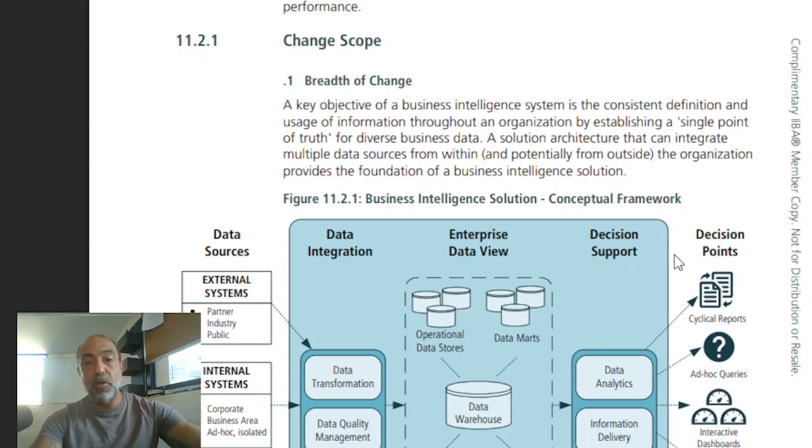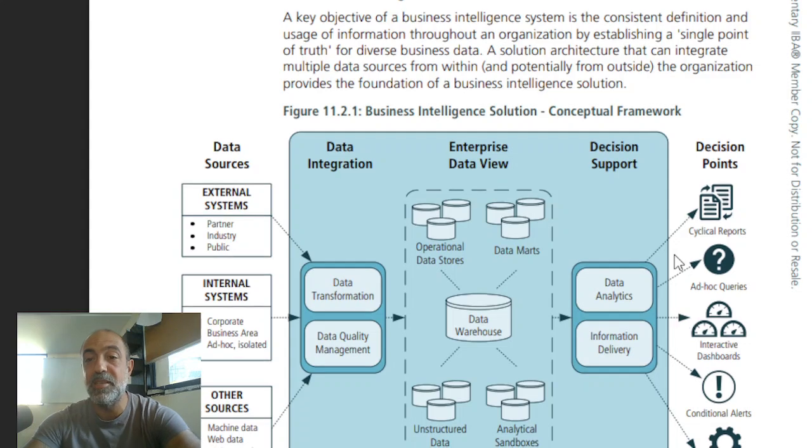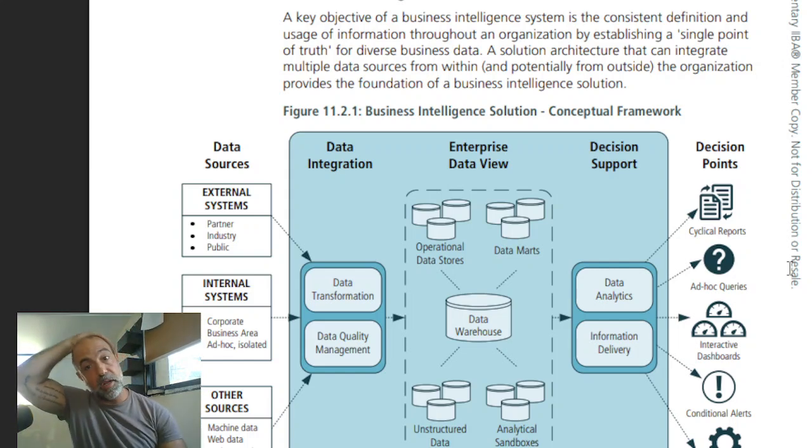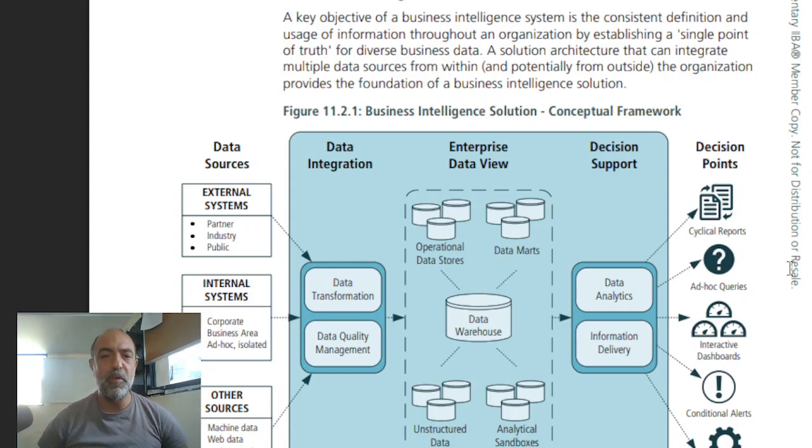Breadth of change. The key objective of a business intelligence system is the consistent definition and usage of information throughout the organization and establishment of a single point of truth. A diverse business, data, and solution architecture that can integrate multiple data sources from within and potentially from outside the organization provides the foundation of the business intelligence solution.